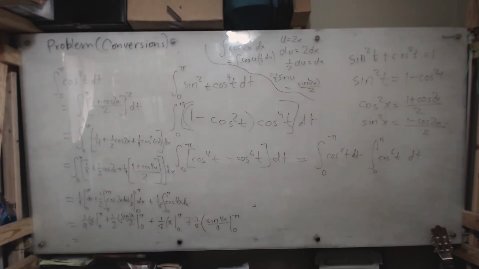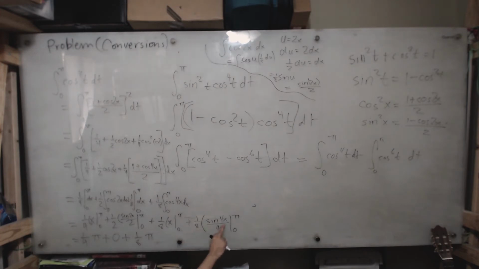If you look at this part, 1/4, the x evaluated at pi minus 0 will be pi minus 0, which will just be pi. So here I get 1/4 pi. Now here, sine of 2 pi will be 0. Sine of 0 will be 0. So this term goes away, plus 0. This becomes plus 1/8 pi.